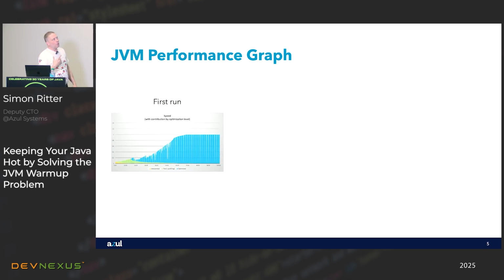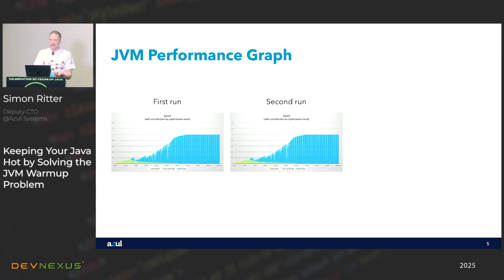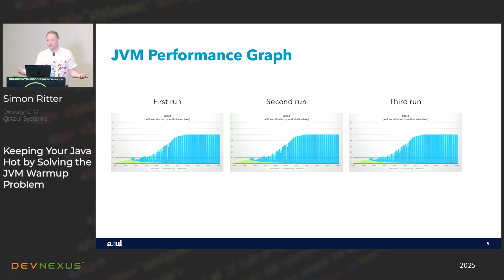So the problem we see is that if we take that graph, when we run our application, that's what we're going to see. When we run the application a second time, we see exactly the same thing as before. And if we run it a third time. This becomes much more of an issue when we're dealing with things like microservices, where you want to be able to spin up new instances of a microservice to address changes in load. You're going to see this all the time. So you have this warm-up problem that you need to address.